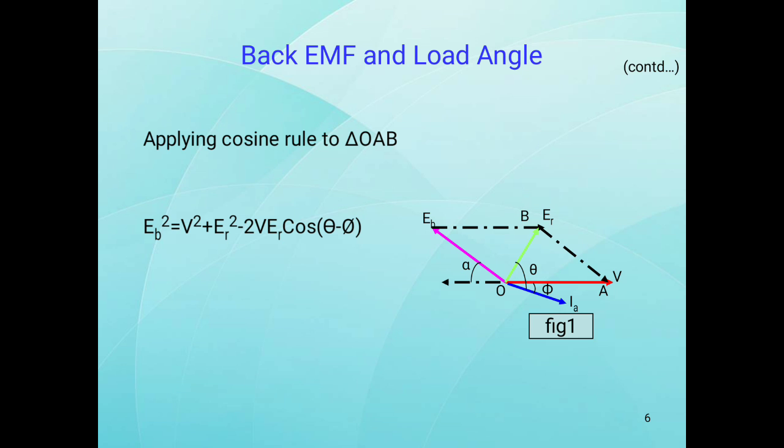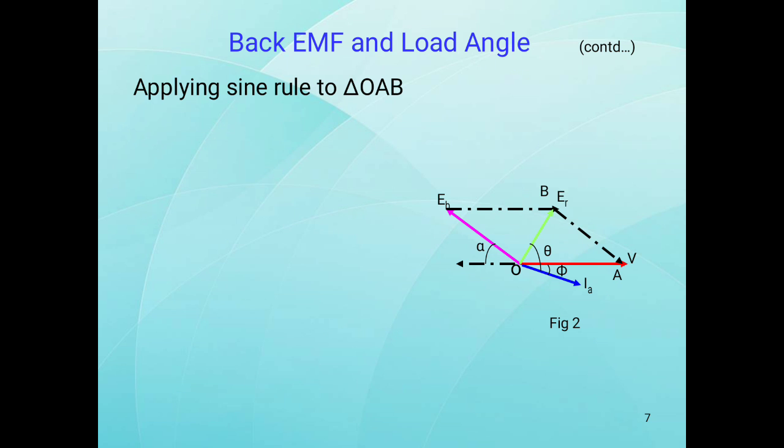Now EB square is nothing but V square plus ER square minus 2 V ER cos theta minus phi. So EB is equal to under root of V square plus ER square minus 2 V ER cos theta minus phi. So, back EMF and load angle.